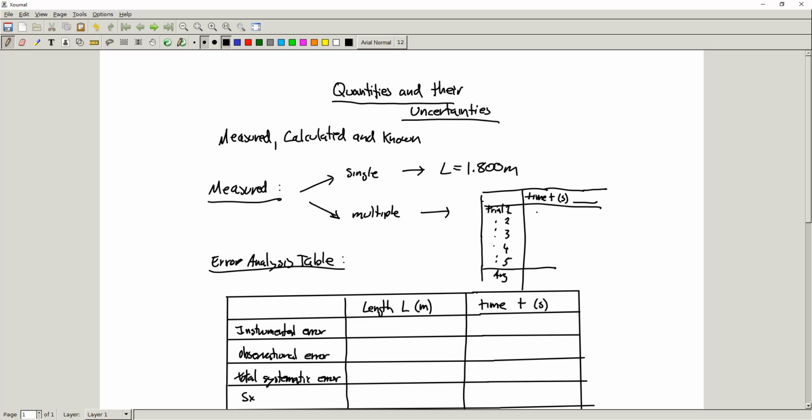I'm just going to make up some numbers here, and you measured maybe 25.26 seconds and 25.14 seconds and so forth, right? So you have a table of things that you're building up. That's great. You're doing multiple measurements, and that's fine.